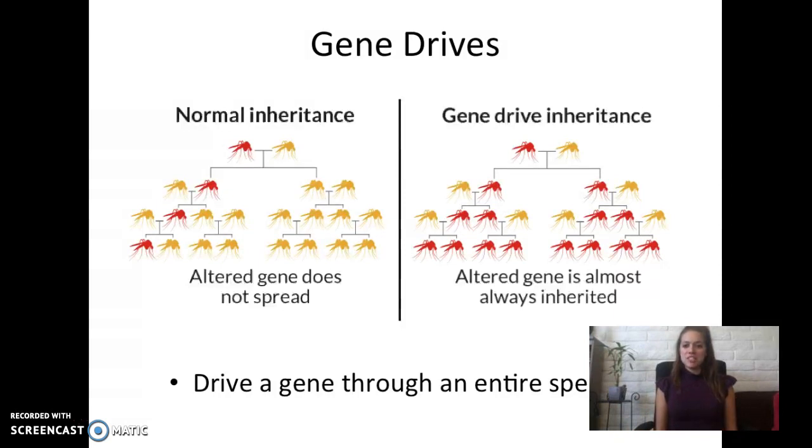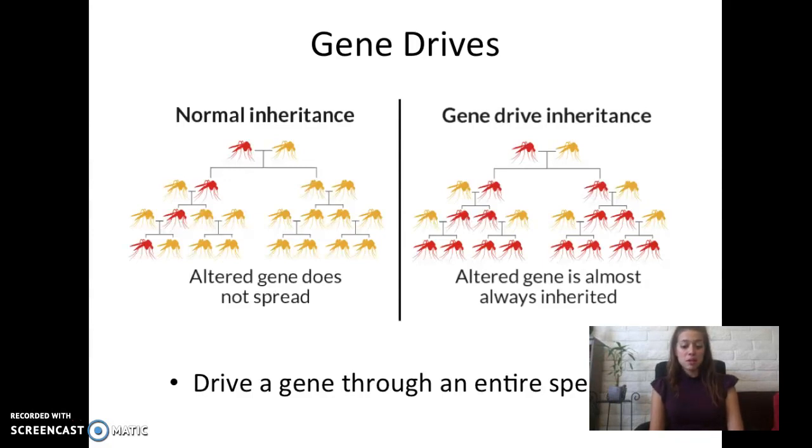So let's talk about what gene drives are. A key to understanding gene drives is understanding inheritance. Natural inheritance, or some of you may have heard the term Mendelian genetics, is where an offspring has an equal chance of inheriting any trait from either parent. In most cases, the dominant trait will express itself. This is depicted by the yellow mosquitoes. You can see that most of the offspring haven't inherited this yellow trait.